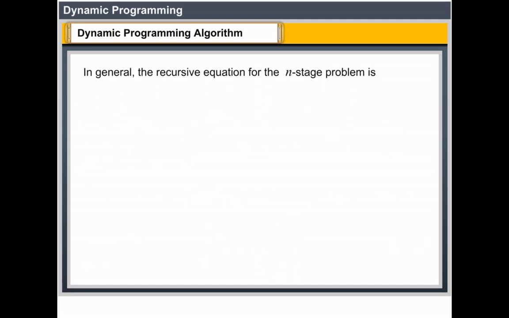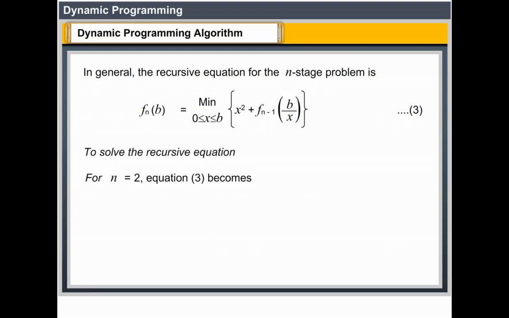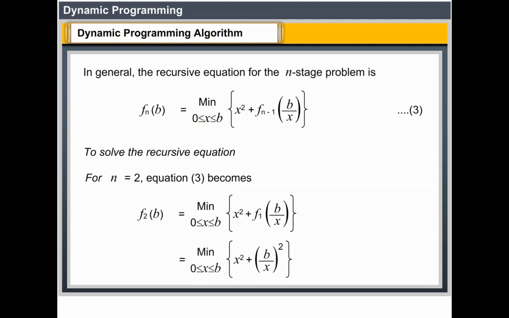In general, the recursive equation for the n stage problem is fn of b equal to minimize, 0 less than or equal to x less than or equal to b, x square plus fn minus 1 of b minus x, is called equation number 3. To solve the recursive equation for n equal to 2, equation 3 becomes f2 of b equal to minimize, 0 less than or equal to x less than or equal to b, x square plus f1 of b by x, equal to minimize, 0 less than or equal to x less than or equal to b, x square plus (b by x) the whole square.